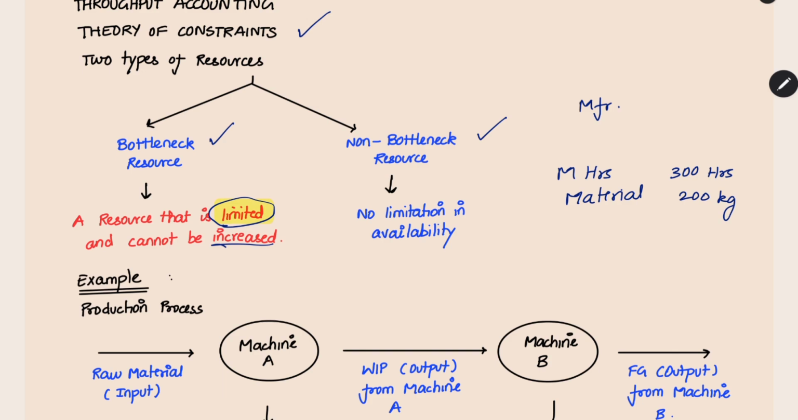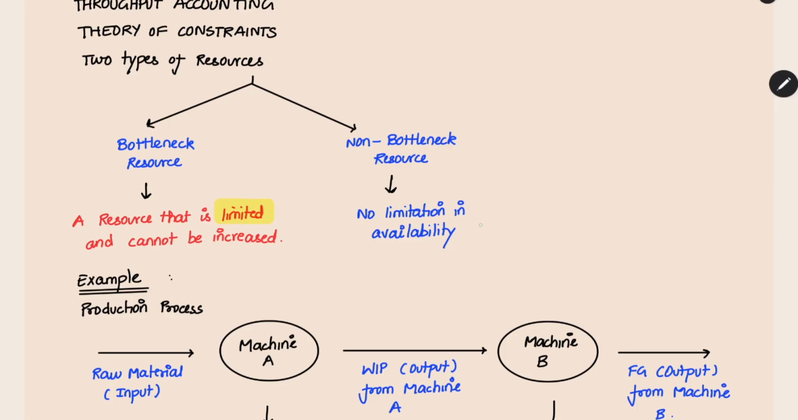It cannot be increased beyond that level. You cannot get more machine hours or more material. That is the meaning of bottleneck resource. In the case of non-bottleneck resource, there is no limitation in the availability. How much you want, that much you can increase it. That is the meaning of non-bottleneck resource. In this, we are going to see an example.